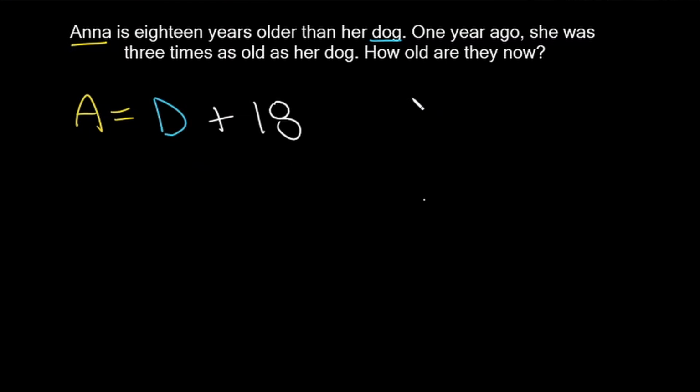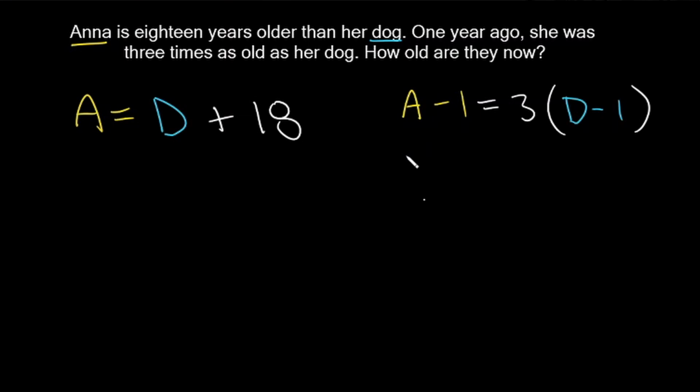Let's look at this next sentence. 1 year ago, she was 3 times as old as her dog. Let's start with Anna's age. What would Anna's age be 1 year ago? Well, it would be her age minus 1. And then that's going to be 3 times her dog's age. So we'll do 3 times, what would her dog's age be 1 year ago? Well, it would be her dog's age minus 1.